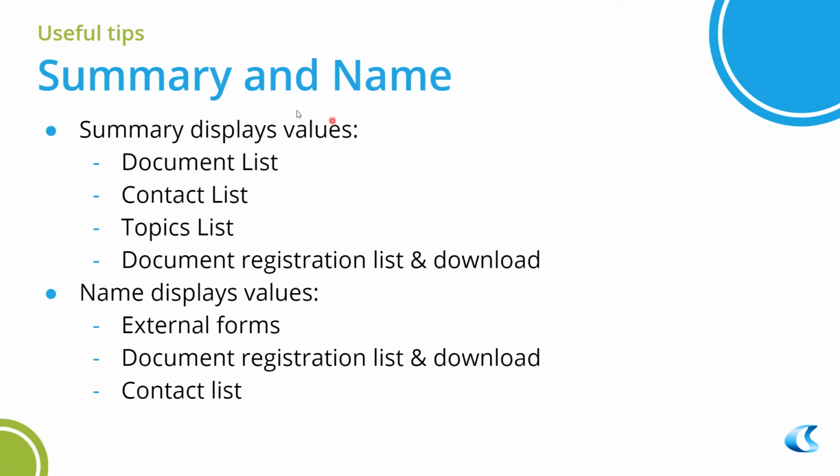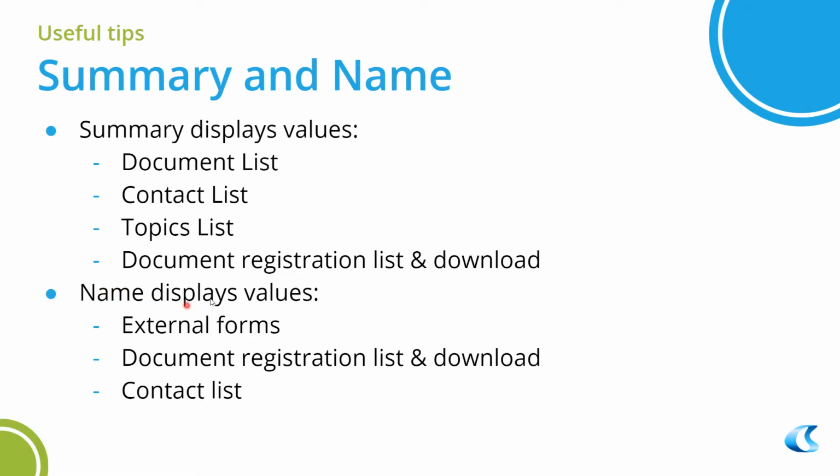So continuing with summary and name, the summary. If you tick summary on a form, that is going to display the value either on the document list if it's a document form, on the contact list if it's a contact form, on the topics list if it's a document topics form, and then if it's in the document list, it also appears on the document registration list and the download file that you can get when you're on that document registration list. So if you tick summary, this is what's going to happen in the different places.